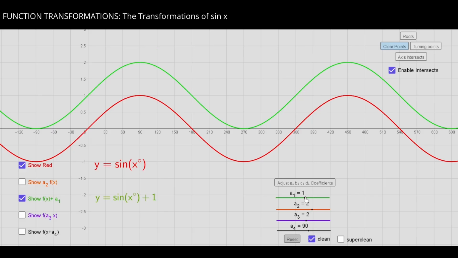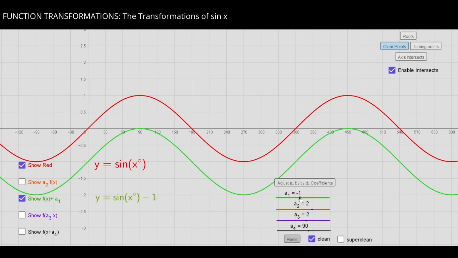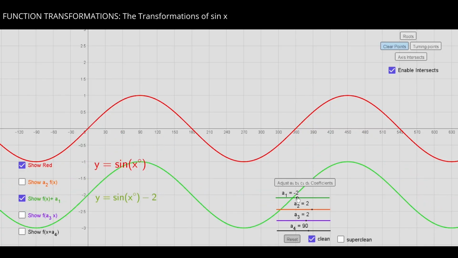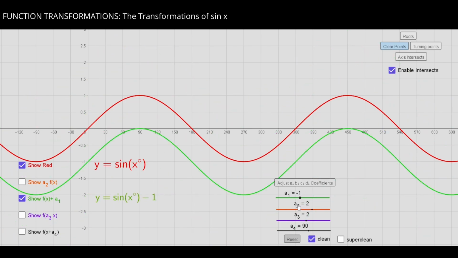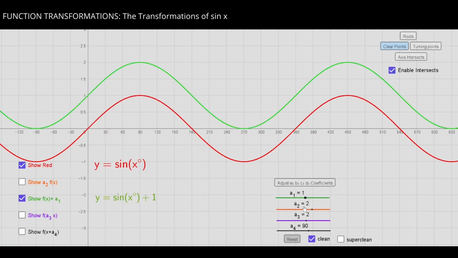So let me show you again what happens when I vary that 2. If I reduce it to 1, the curve now is just 1 unit apart from its original. If I don't have any variation, I get the original. -1, -2, -3. I suppose the crucial point to note here is the curve doesn't change its shape, it just moves up and down on the axis.